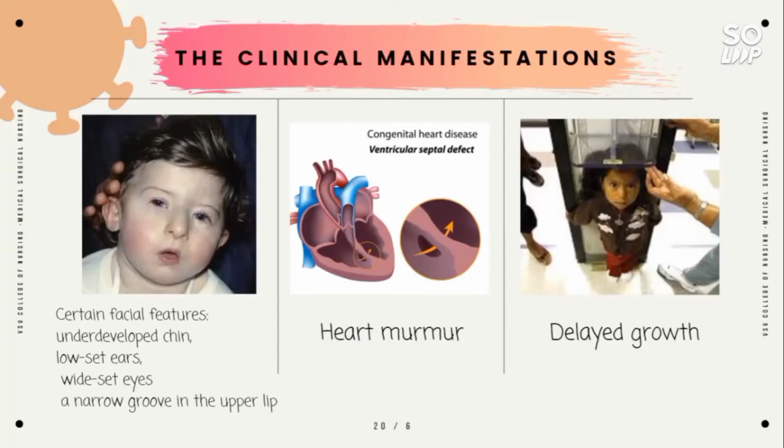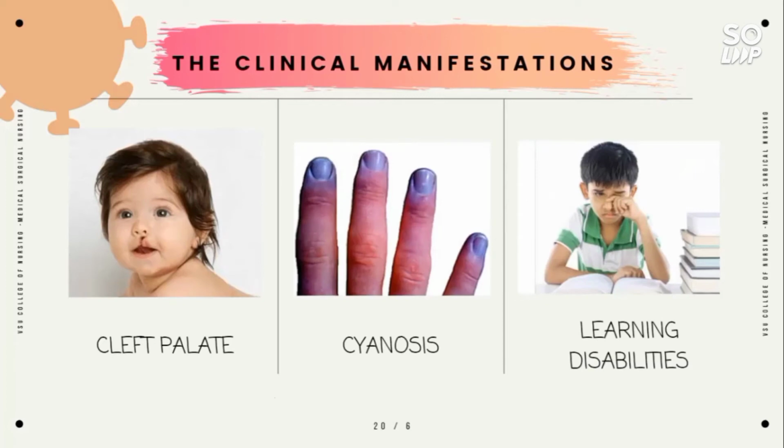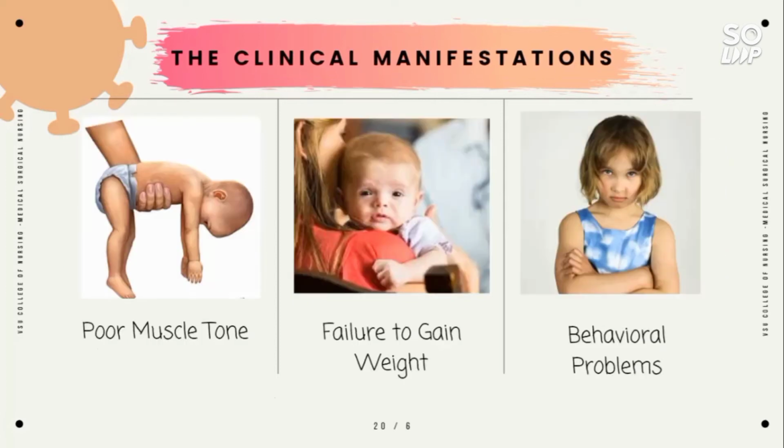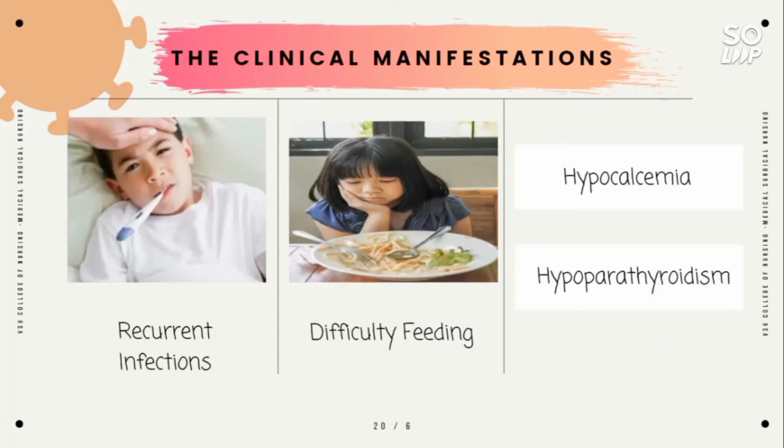These are some of the clinical manifestations of DiGeorge syndrome. Certain facial features, such as the underdeveloped chin, low-set ears, wide-set eyes, and a narrow groove in the upper lip. Heart murmur because of congenital heart defects like ventricular septal defect, delayed growth, cleft palate, cyanosis, learning disabilities, poor muscle tone, failure to gain weight, behavioral problems, recurrent infections, difficulty feeding, hypocalcemia, and hypoparathyroidism.